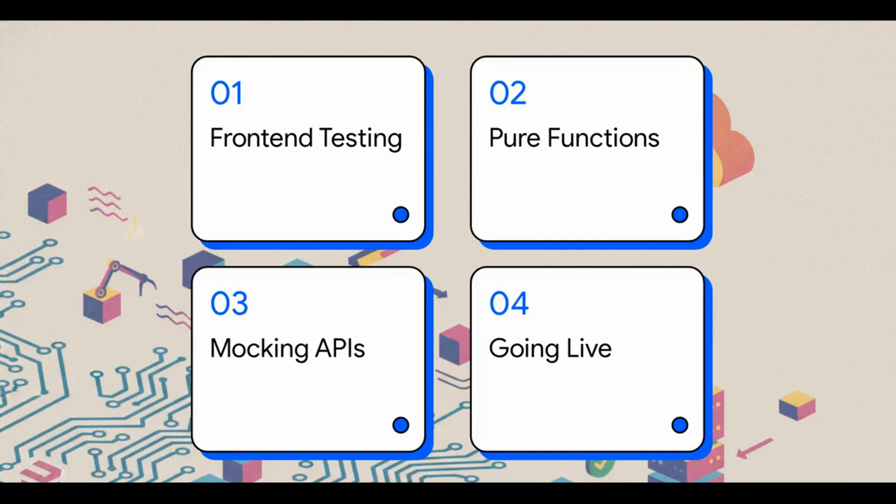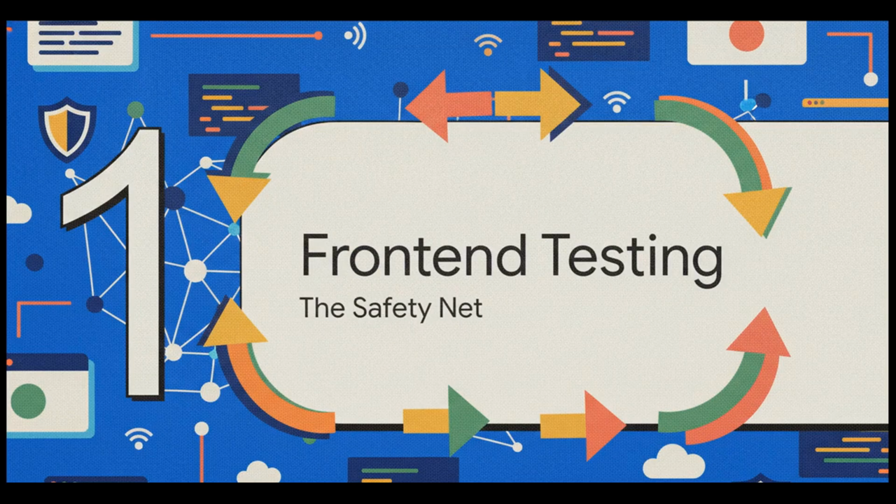Okay, so let's look at exactly how we're going to do this. Here's our timeline for today. First, we'll establish the front-end testing safety net. Second, we're diving into pure functions and Vitest. Third, we'll tackle mocking APIs for really reliable tests. And finally, we're going to take all that beautifully tested code and go live with Vercel. All right, starting right off with Section 1, the front-end testing safety net.